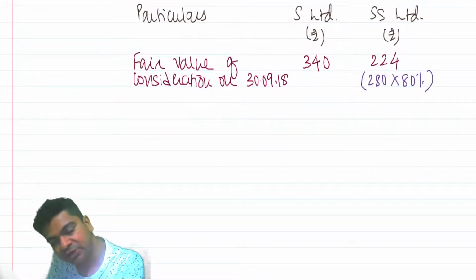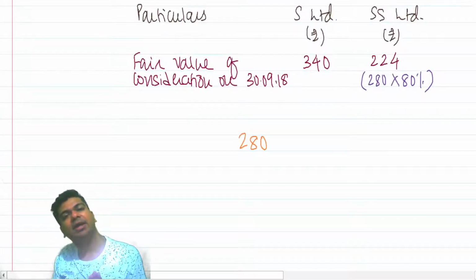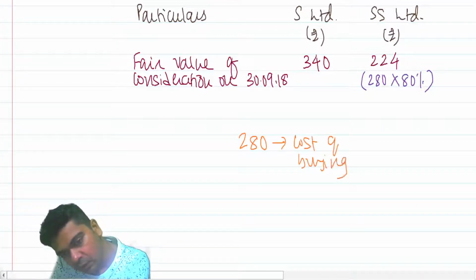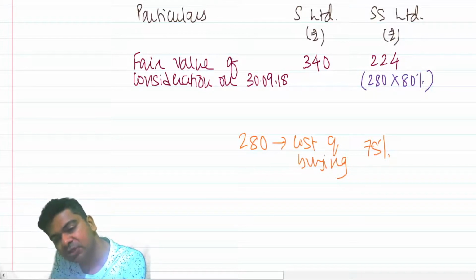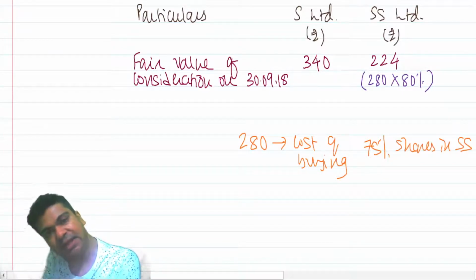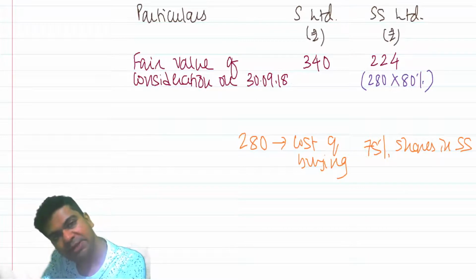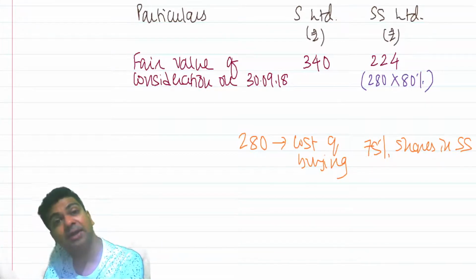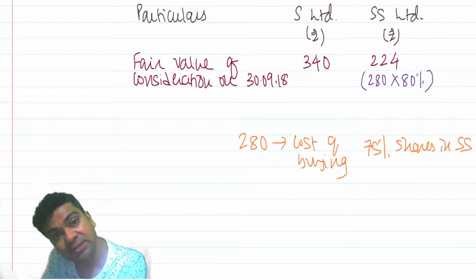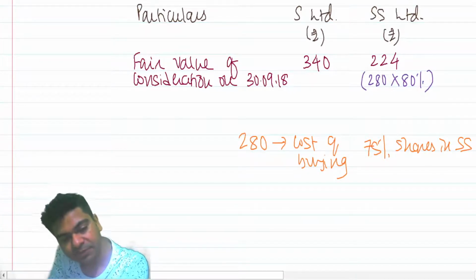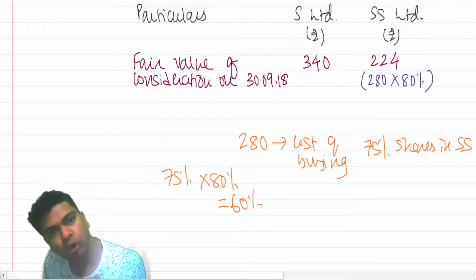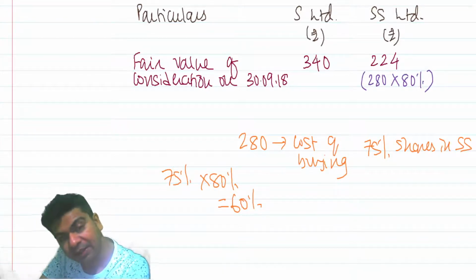So try to ask yourself, what is 280? 280 is lying in the balance sheet. 280 is the cost of buying 75% shares in SS. But when I am calculating the cost of control for SS, we are seeing it from the viewpoint of the parent company. Parent does not purchase 75% shares in SS. Parent's holding in SS is 60%. But how will I get this 60%? 75% is to be multiplied by 80%. Then I will get 60%. So I want to know the effective cost of buying 60% shares.